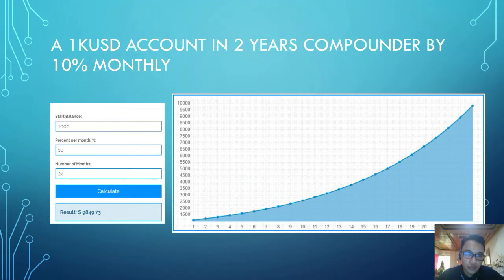Let me show you 1K USD at 10% per month if compounded over 2 years. So, $1,000 at 10% per month in 24 months, it would become 9,489.73 USD in 2 years' time.